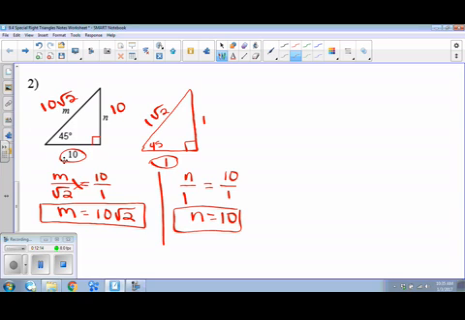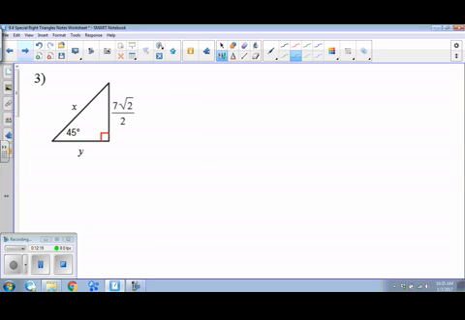Let's go to number 3, because number 3 has some radicals that we need to practice calculating with. Okay? Same thing. What type of triangle is this? 45, 45, 90. Correct? So I'm going to compare it to the basic 45, 45, 90, where it's 1, 1, and square root of 2. Correct?